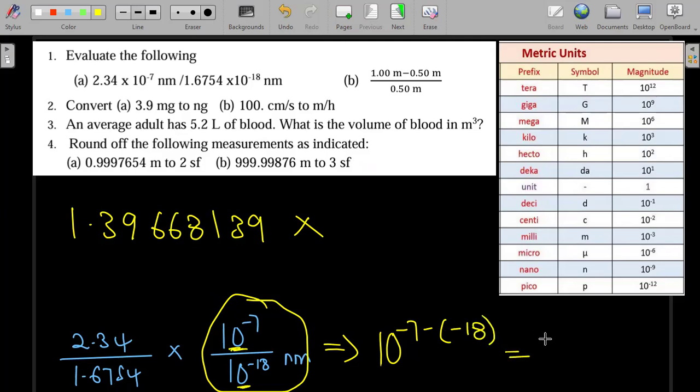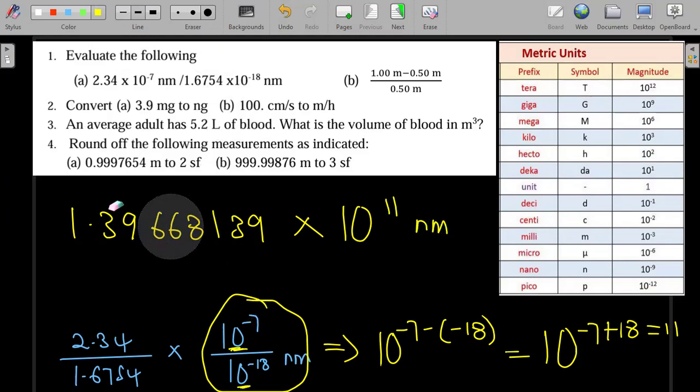So this is going to be equal to 10 to the power minus 7, and then a negative multiplied by a negative gives plus 18. So minus 7 plus 18, which is 18 minus 7, gives a positive 11. So this part becomes 10 to the power 11 nanometers. What is left now is determining the correct number of significant figures that this number should have.